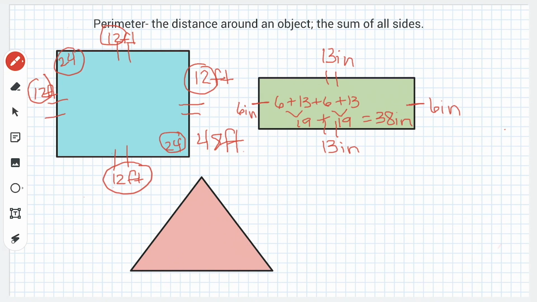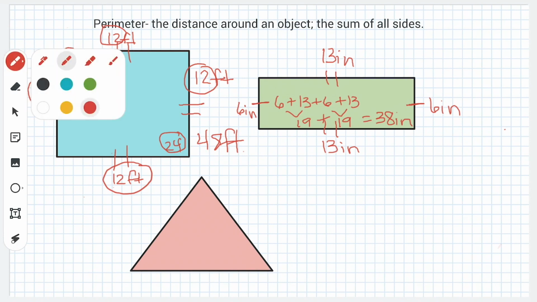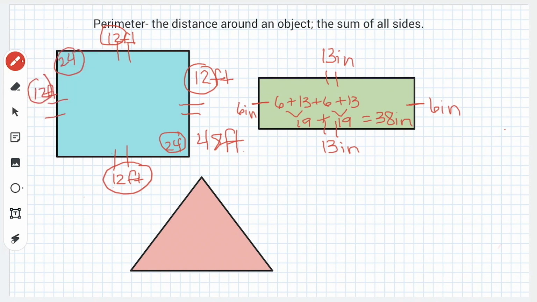Let's take a look at the next figure. Here we have a triangle. In this triangle, I have two sides with a length of 20, oops, let me get the pen back again. The laser's not gonna work, it disappears. I have two sides with a length of 20 yards. And I have one side with a length of 30 yards.